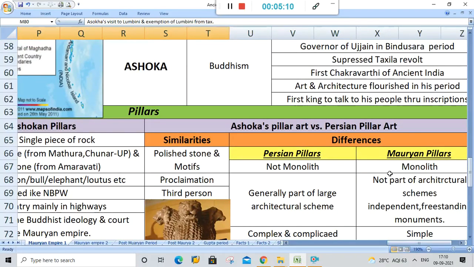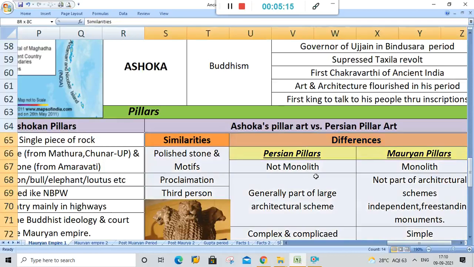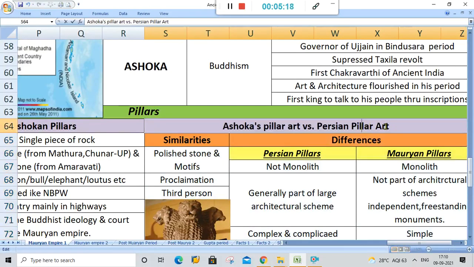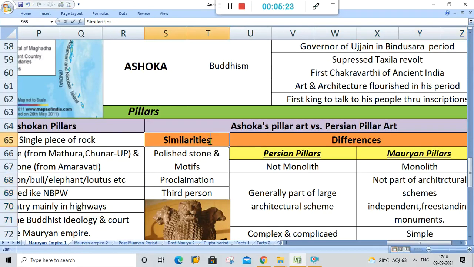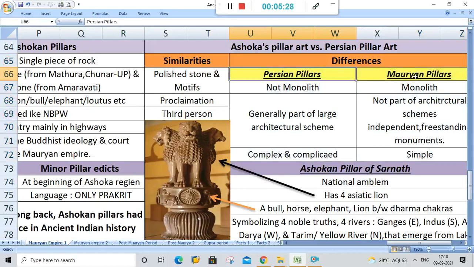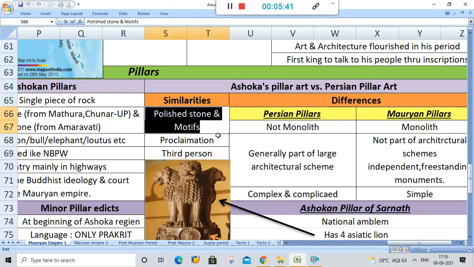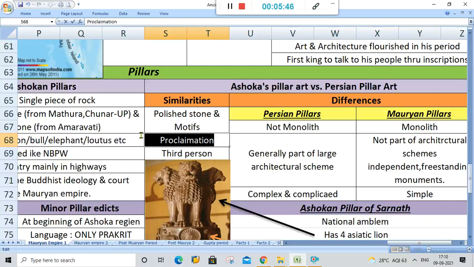Now we will be comparing the Ashokan pillars with Persian pillar art. Ashokan pillar art versus Persian pillar art. We will know the similarities, and we will also talk about the differences between Persian pillars and Mauryan pillars, that is nothing but Ashokan pillars. The similarities of Ashokan or Mauryan pillars to Persian pillars are that they both are polished stone and have motifs. Proclamation.